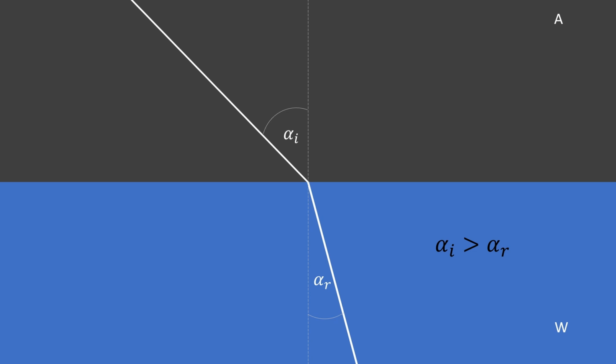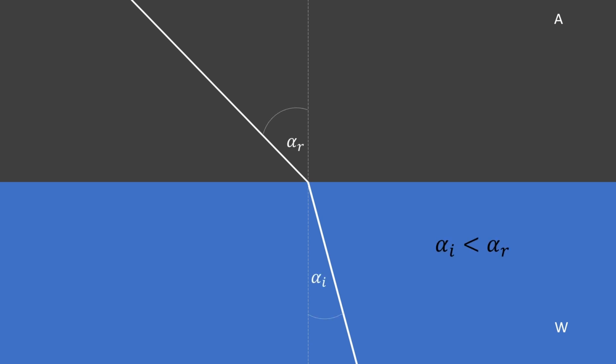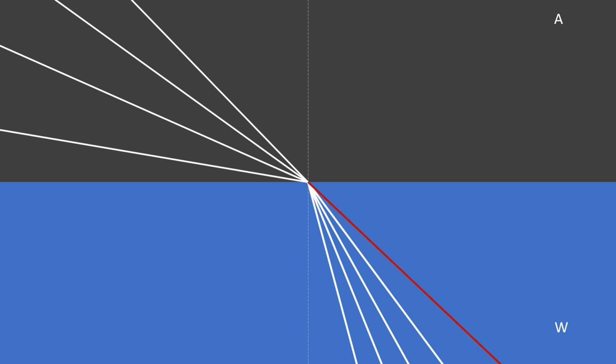Conversely, when light moves from water to air, the path remains the same but in the opposite direction. The angle of incidence is less than the angle of refraction. This rule results in a peculiar boundary phenomenon. When light transitions from an optically denser medium at increasing angles of incidence, at certain angle, the refracted ray will follow the boundary surface between the two media.